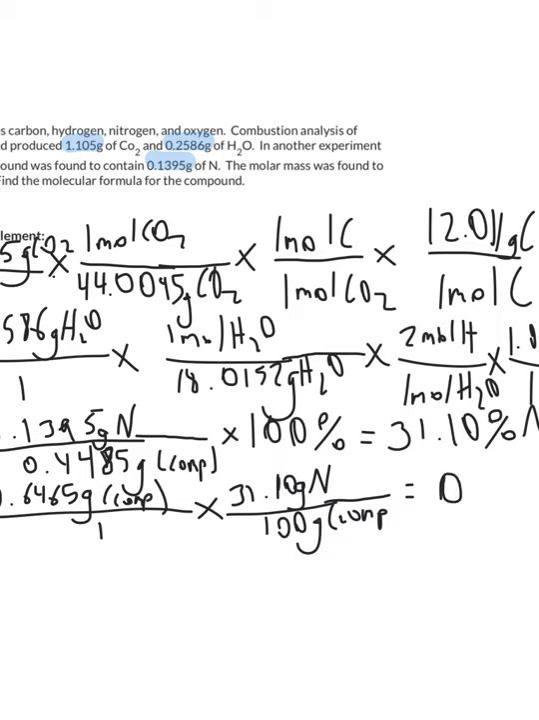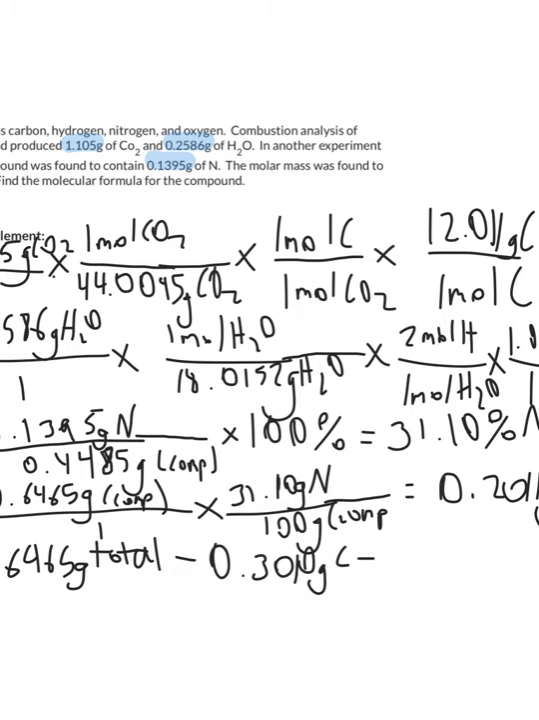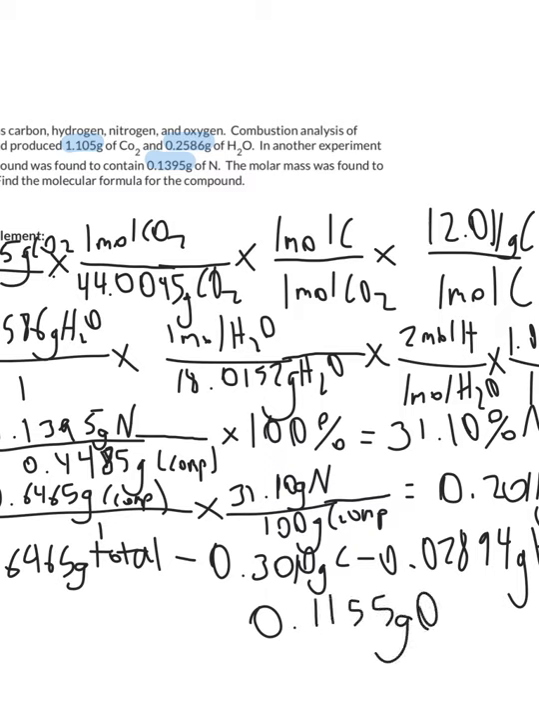And then to find the mass of oxygen, we have to use our 0.6465 grams total and subtract from it our 0.3010 grams of carbon, our 0.02894 grams of hydrogen, and our 0.2011 grams of nitrogen, and we get 0.1155 grams of oxygen. Now we have all of our masses of all of our elements. We can move on to finding the empirical formula.